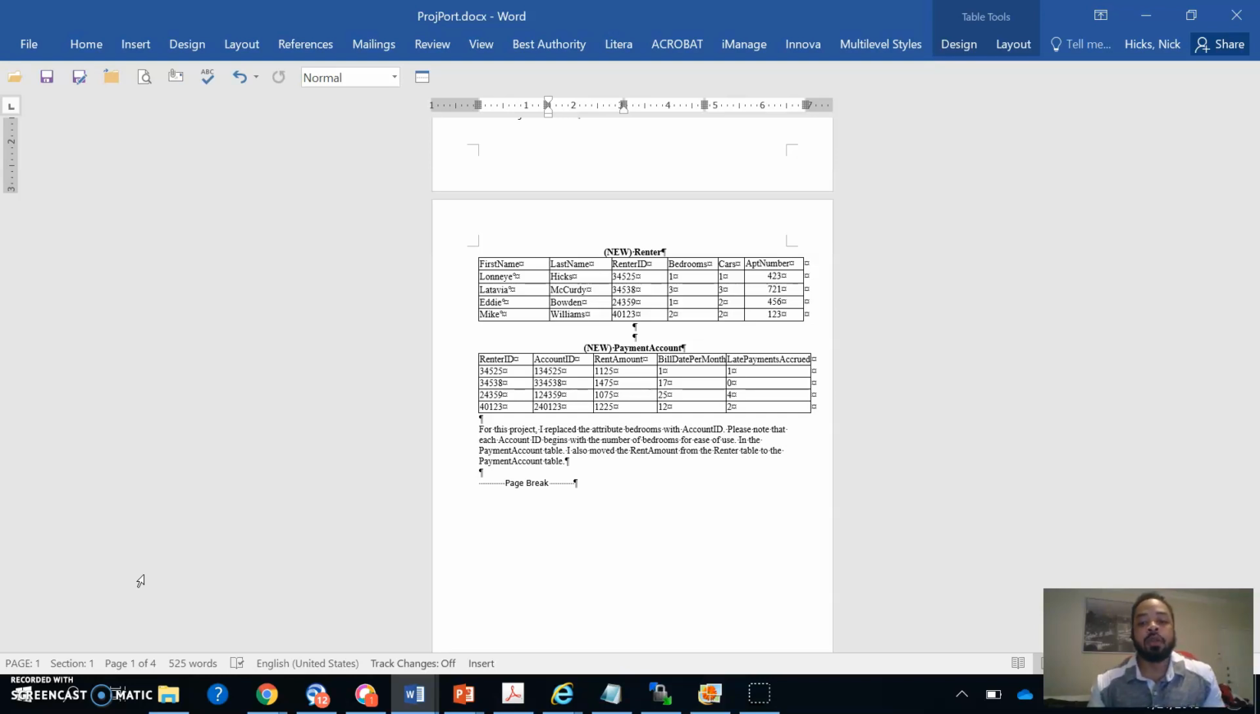I also moved the rent amount from the renter table to the payment account table because that's really where it belonged in the first place. I renamed the billing table to payment account because the focus on the new table is payment accounts rather than just billing for accounting purposes, but more so if someone wants to track payments that would come up, what days they'd happen, and so on.